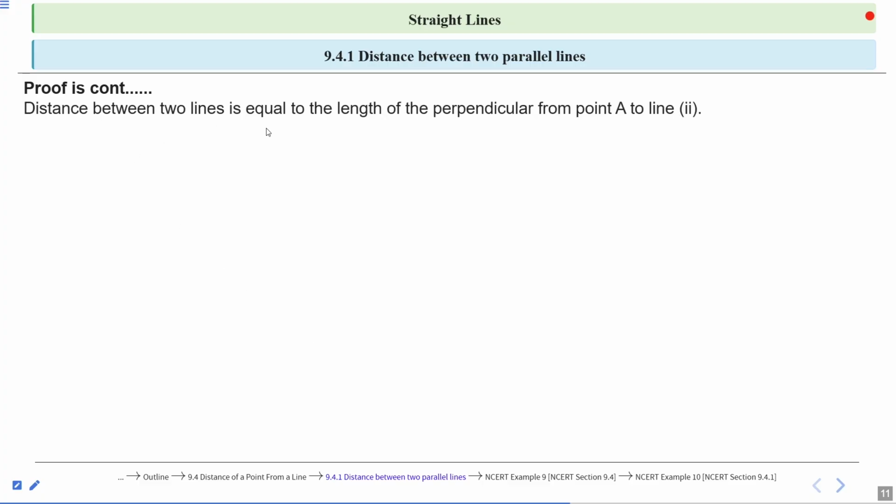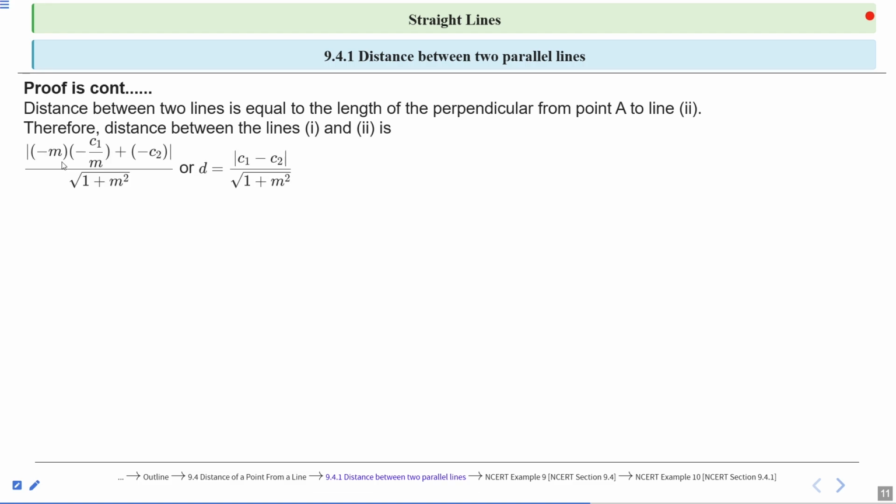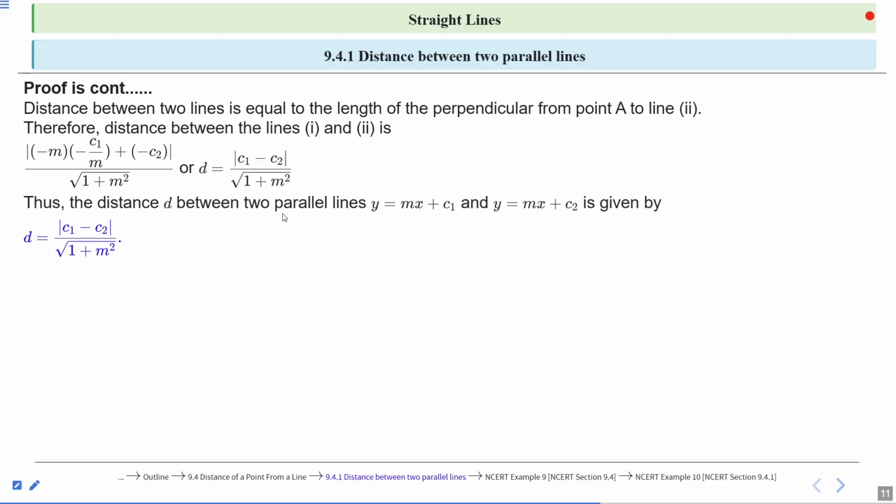So distance between two lines is equal to the length of the perpendicular from point A to the line 2. Okay, so therefore distance between the lines 1 and 2 is basically what we already calculated. So we obtain here small d, this is equal to modulus of c1 minus c2 divided over square root of 1 plus m square. Thus the distance d between two parallel lines y equal to mx plus c1 and y equal to mx plus c2 is basically small d, this is equal to modulus of c1 minus c2 divided over square root of 1 plus m square. Okay, so this is the formula for distance between two parallel lines. So note this formula.